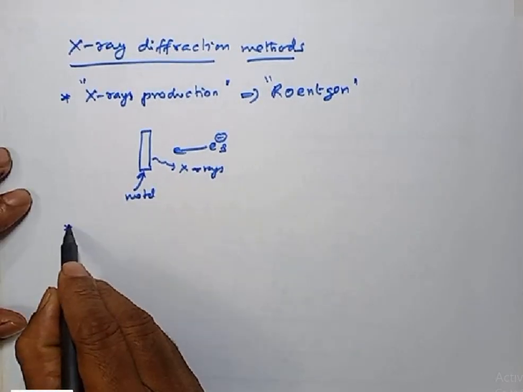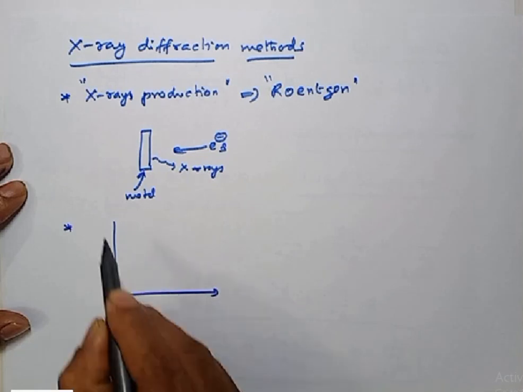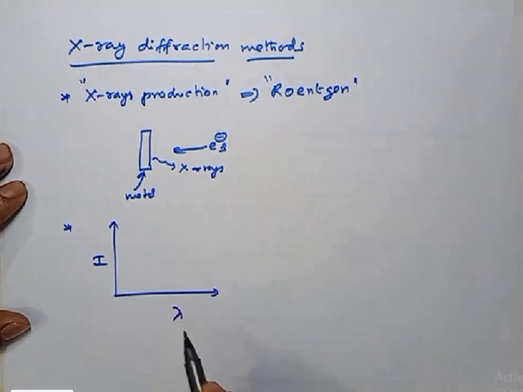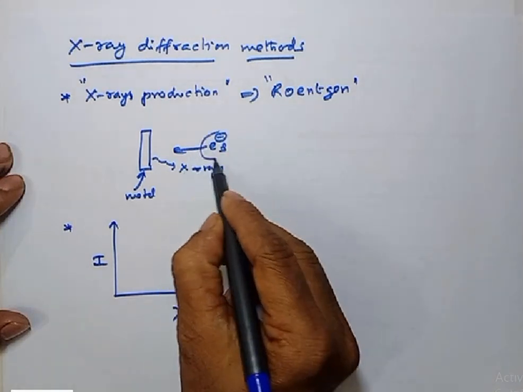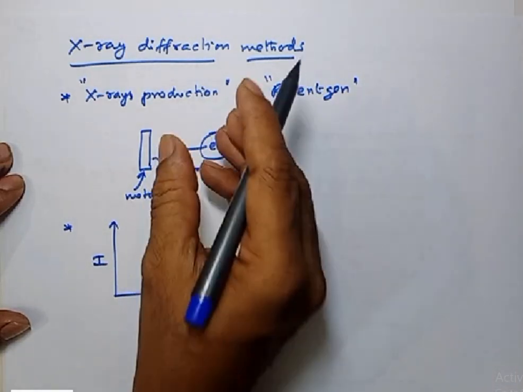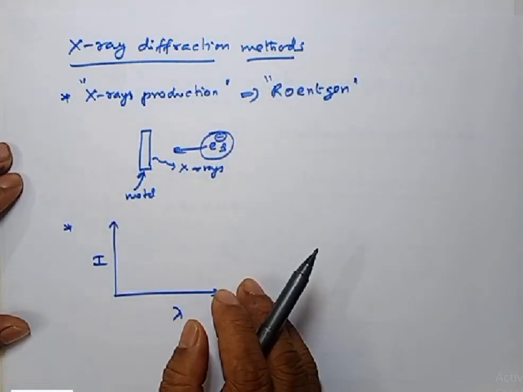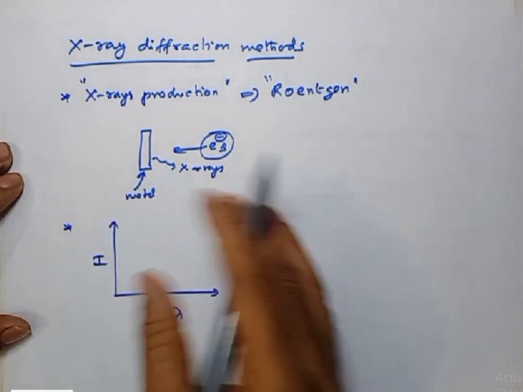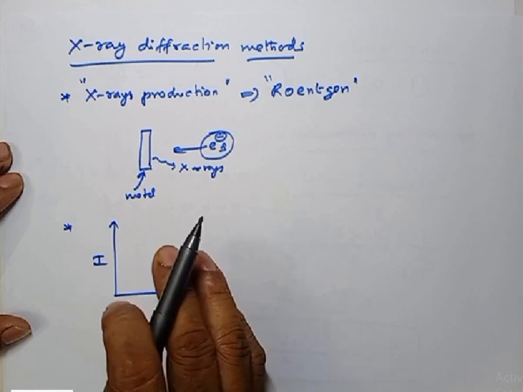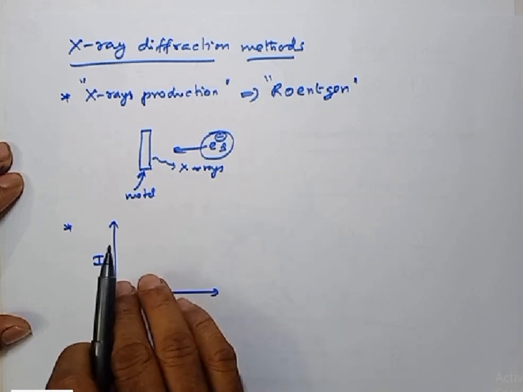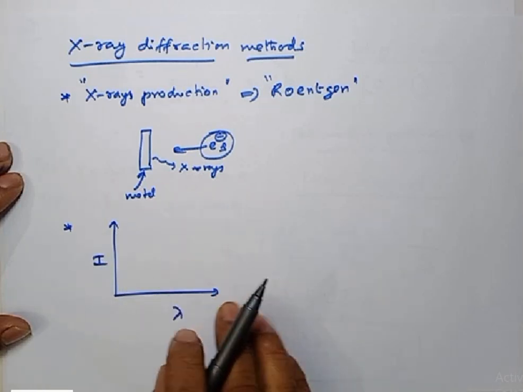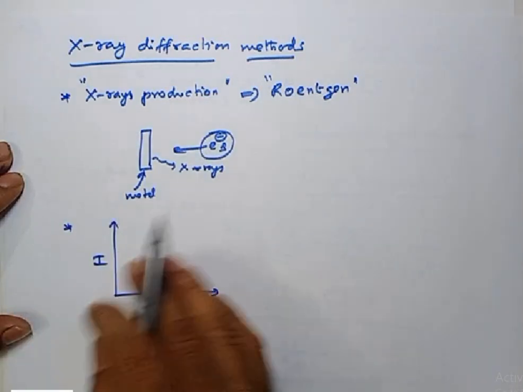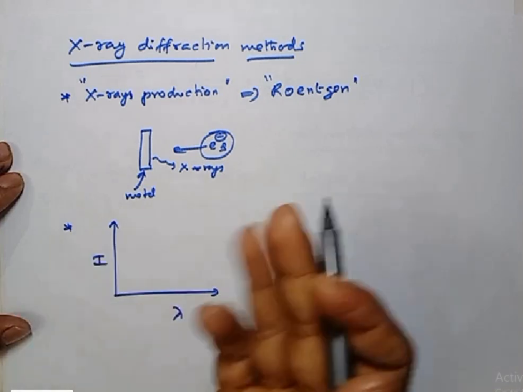Now listen to how we get X-rays. If I plot the intensity of the X-rays produced versus the wavelength of the X-rays, it depends upon the potential applied to produce the electrons, or the kinetic energy. If we use low energy electrons, we get X-rays of different wavelengths. It will appear like a curve. We say that it is white X-ray, or polychromatic X-ray.